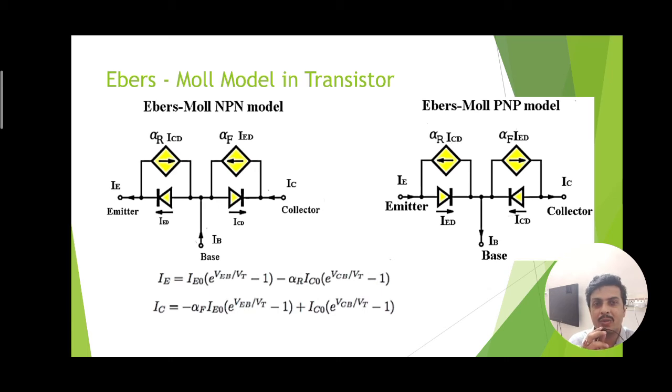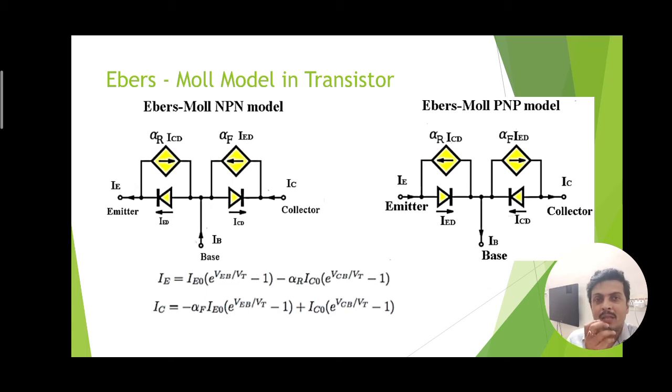IE is equal to IE0 into (e to the power VBE by VT minus 1) minus alpha R into IC0 into (e to the power VCB by VT minus 1). Collector current is equal to minus alpha F IE0 into (e to the power VEB by VT minus 1) plus IC0 into (e to the power VCB by VT minus 1).